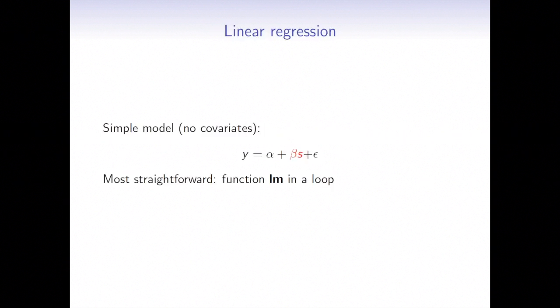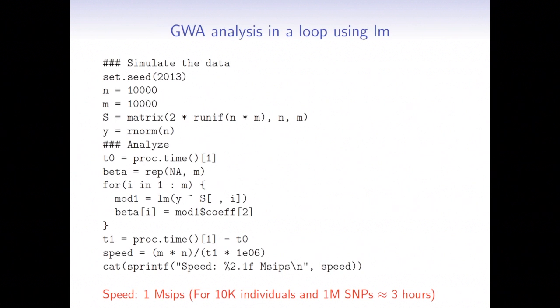So starting with the first part, linear regression, imagine that we have a simple regression model with no covariates, so y equals alpha plus beta s, and we are interested in the SNP effect, so in the beta. And in R, the most straightforward way is to use the LM function in a loop. So how would we do that?